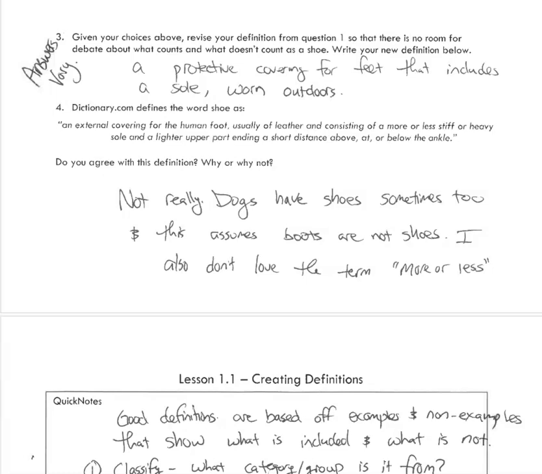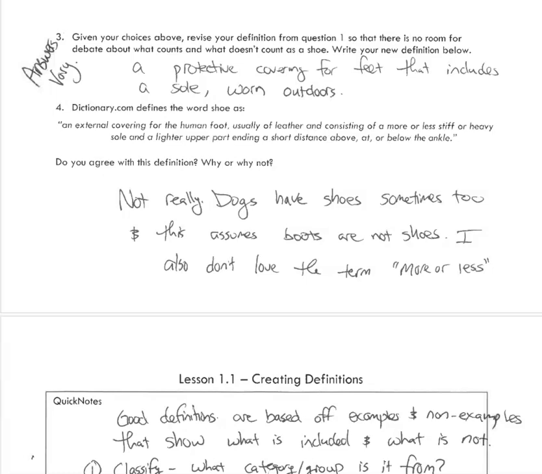Now, number 4 here says dictionary.com defines the word shoe as an external covering for the human foot, usually of leather and consisting of more or less stiff or heavy sole and a lighter upper part ending a short distance above, at, or below the ankle. And while we all agreed it was okay, there was a lot of things in here that we didn't love. It said it had to be a human foot. And a lot of us have had shoes for our dogs so that their feet don't burn on the ground. So we said, I don't know about that human foot part.